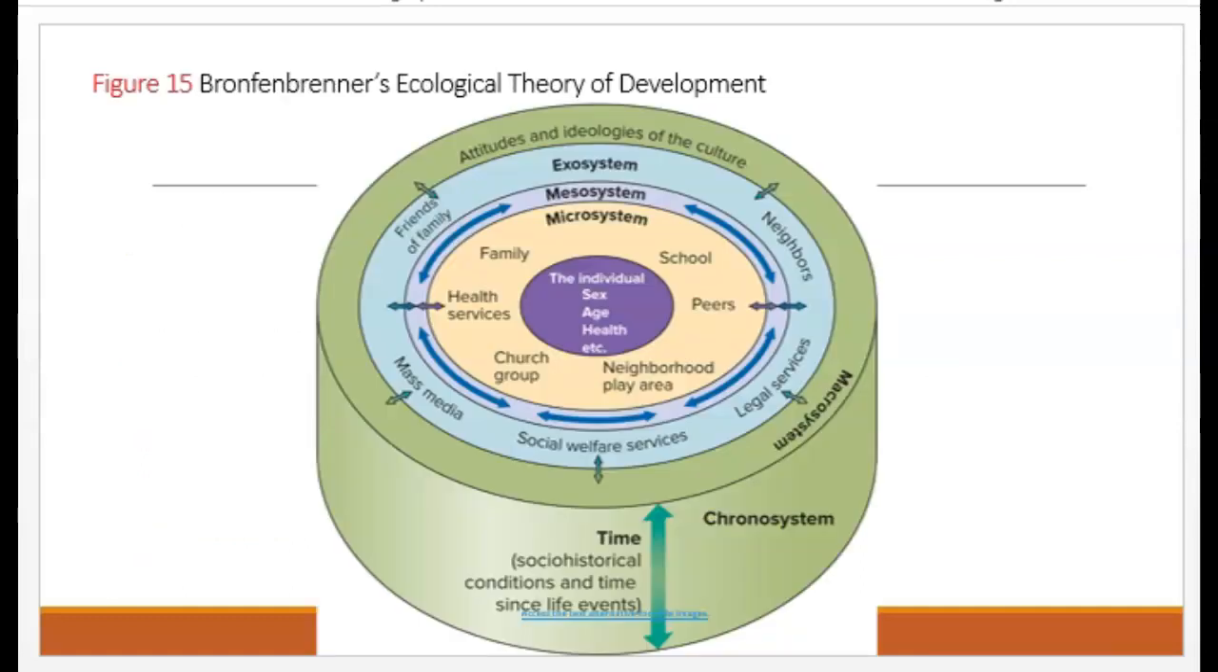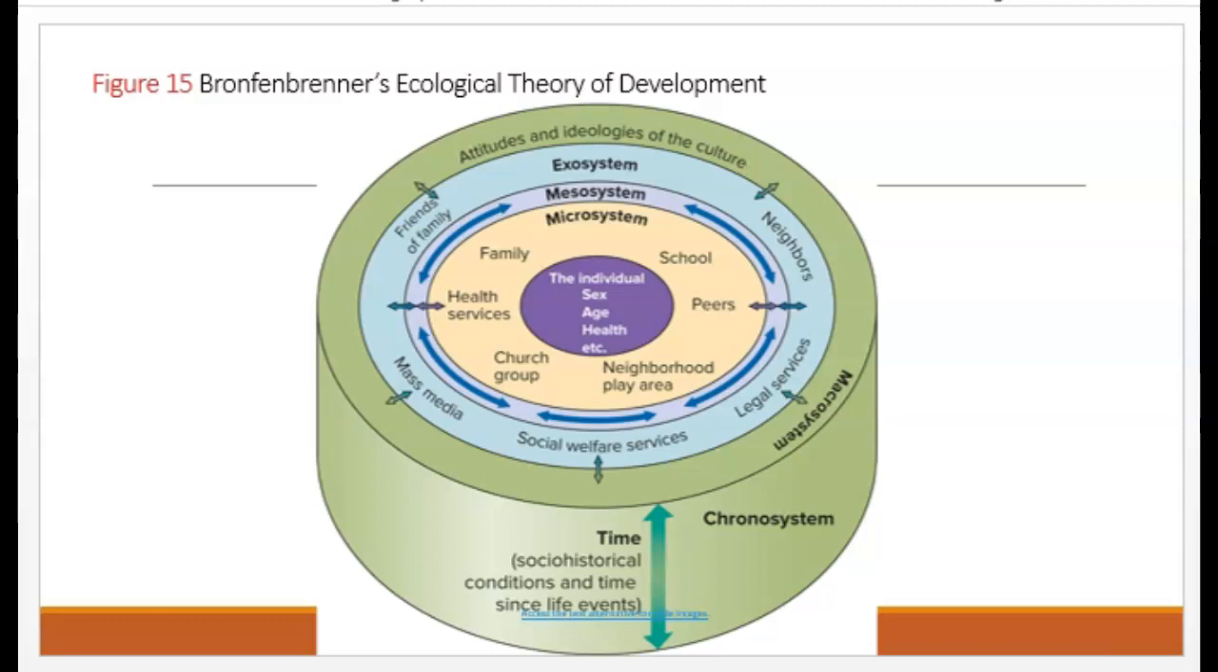The microsystem is where the person has direct social interactions with people in their immediate environment: their family, peers, school, and neighborhood. The mesosystem involves relationships between microsystems. For example, children whose parents have rejected them may have difficulty developing positive relationships with teachers.